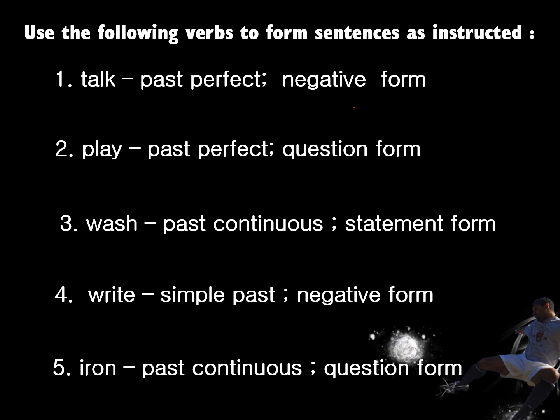Let us now go to this activity where we are going to use the following verbs to form sentences as instructed. Let us do the first one. The verb in this first number is talk, and we were asked to use the past perfect tense of the verb in a negative form. So let's try this one. If we have the past perfect, we're supposed to use the auxiliary verb had followed by the past participle form of the verb, and for negative, there should be the word no, not, or never. So let us try.